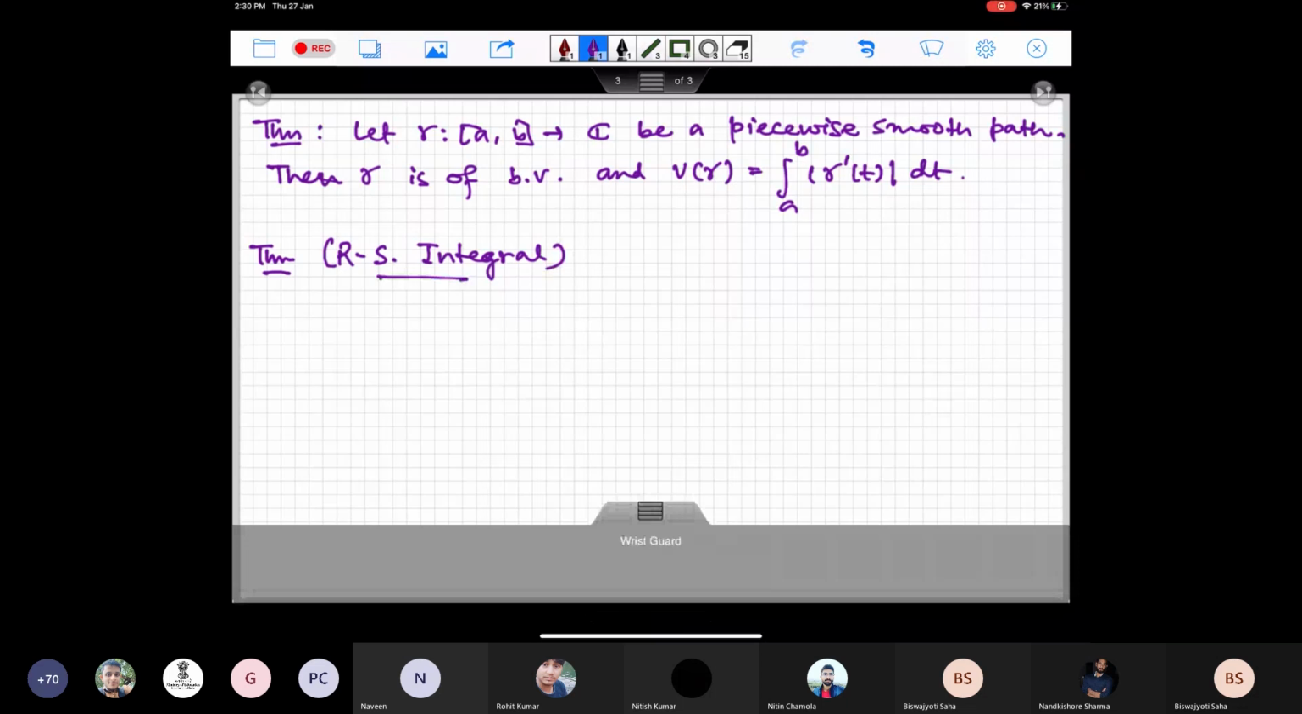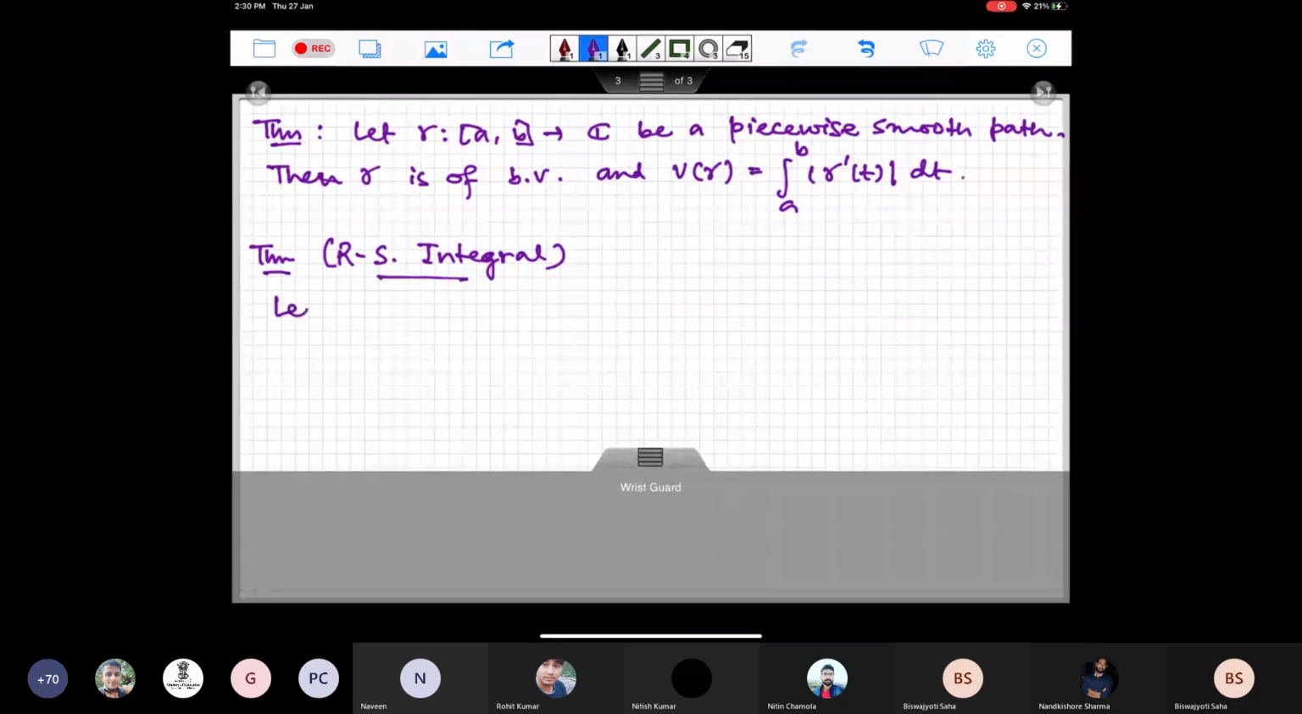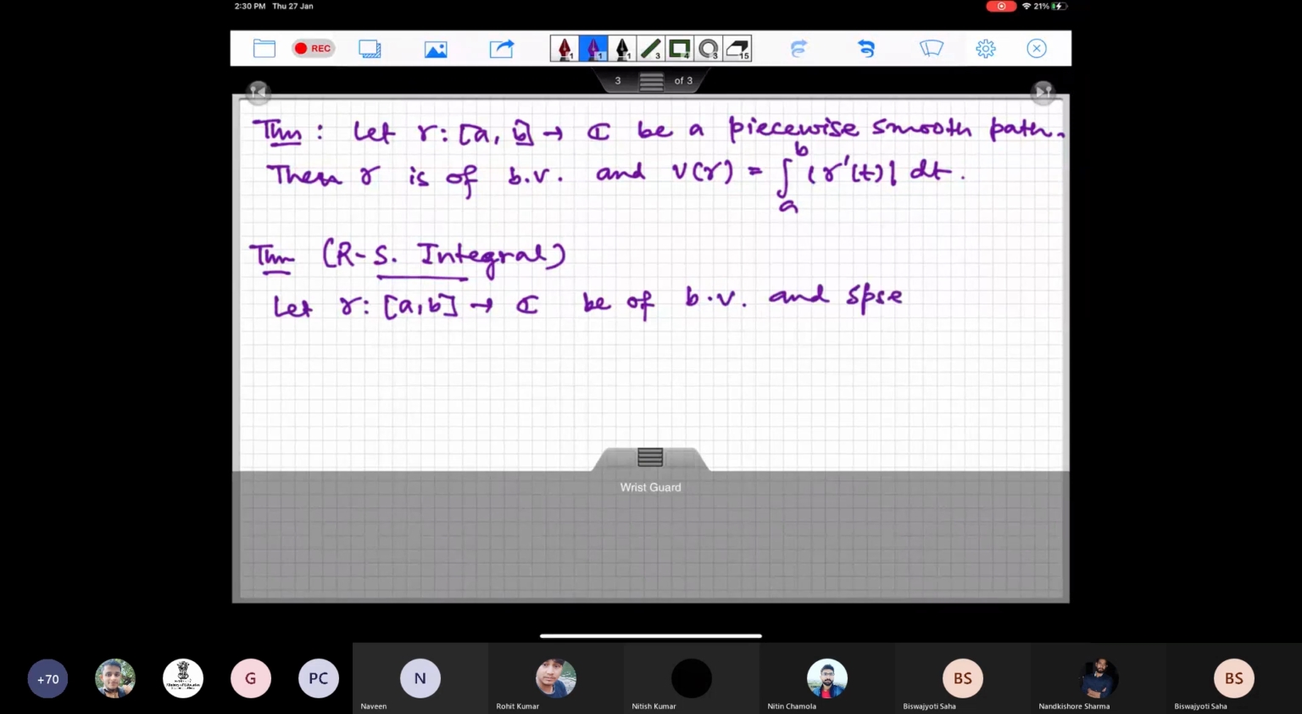So what does this theorem tell us? Let gamma from closed interval [a, b] to C be of bounded variation, and suppose f from closed interval [a, b] to C is continuous. So I am taking a curve which is of bounded variation, and a continuous function. Why am I taking continuous functions? Because I am going to integrate that function, and so that I do not end up having any difficulty.